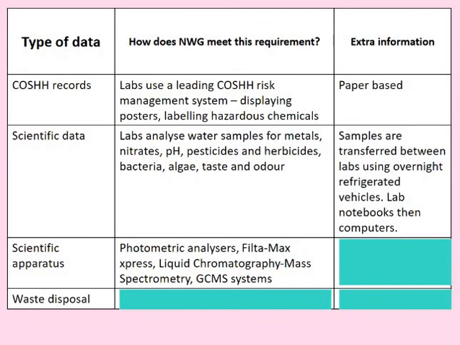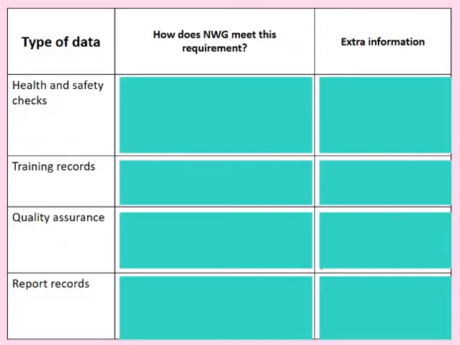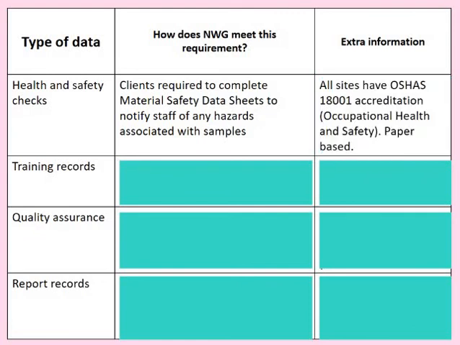Scientific apparatus, they've actually listed a few of their big machines that they use. I'm not going to read them out, you can read them. They will have paper instructions, but electronic storage of servicing dates. There wasn't any information about waste disposal for that company in the booklet that I provided. In terms of health and safety checks, the clients are required to complete material safety data sheets to notify staff of any hazards associated with the samples. So when they send you the apparatus for you to be able to collect water, for example, if you know that you work in an area where there's lots of metal in the water, you need to let them know that. All sites have OSHA's accreditation, which is Occupational Health and Safety.